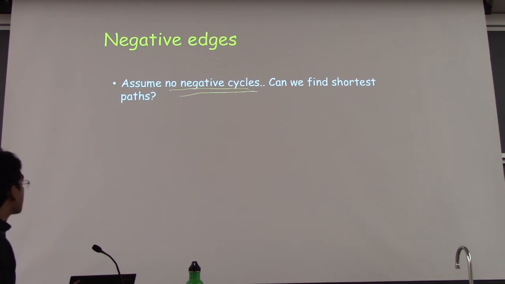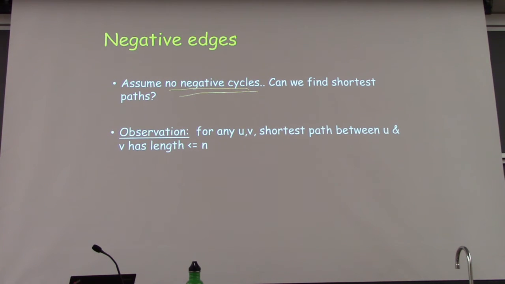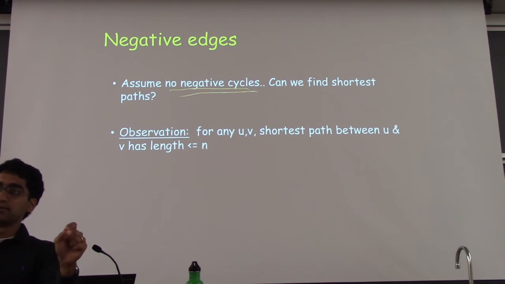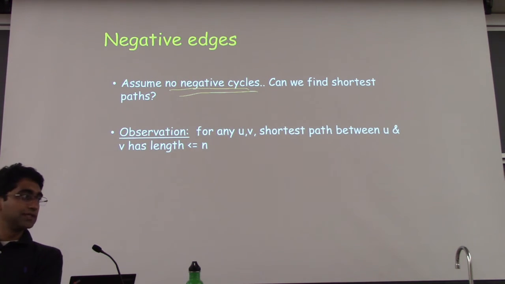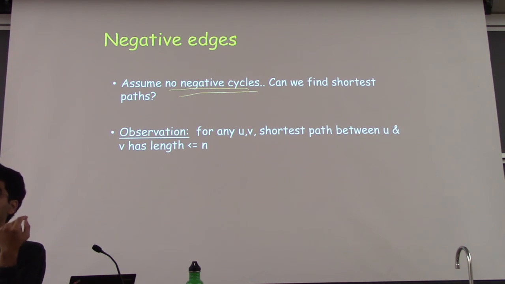Okay, so first, assume no negative cycles. So what I want to claim, the first observation, it's a very simple one, is that for any u and v, the shortest path has length at most n. If edges are non-negative, this is obvious, right? You can't have length more than n. But even here, I claim that the shortest path cannot have length more than n. Why is that?